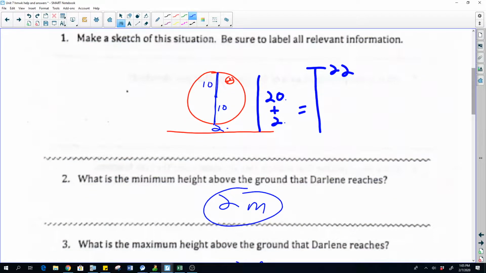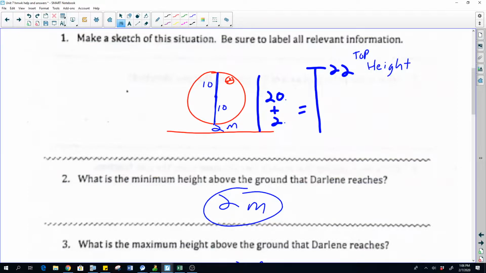And so we drew a wheel there, 2 meters off the ground. And so then it has a radius of 10, which means the center will be right there. It'd be 10 above it and 10 below it, so total distance of 20, plus the ground, 2. So 22 is the total height there at the top.